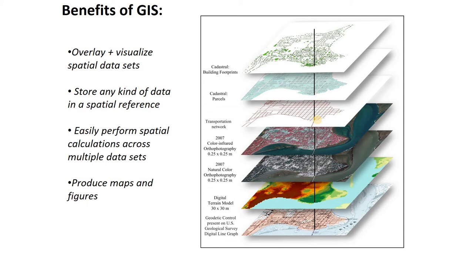So there's a lot of benefits to GIS. As I just said, it helps us quickly visualize spatial relationships. It allows us to store data with its spatial reference information, and then easily perform calculations across multiple data sets. For example, if you want to know the total length of roads in Addison County, you could easily do that by comparing a roads layer with a layer showing the boundary of Addison County. And beyond calculations, we can also make excellent maps and figures that are customized to really show a lot of information.